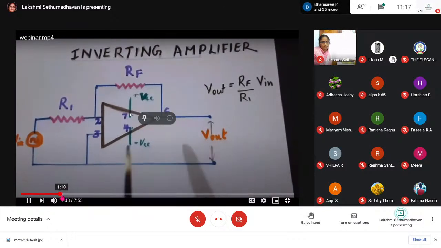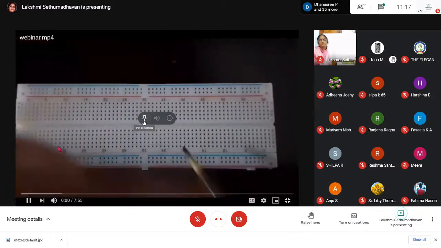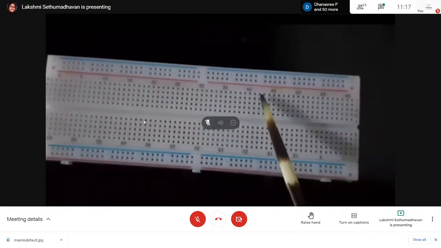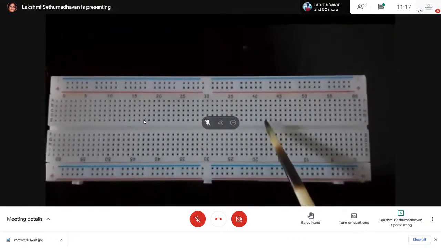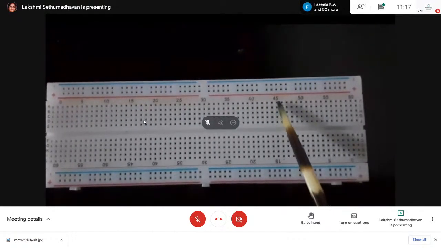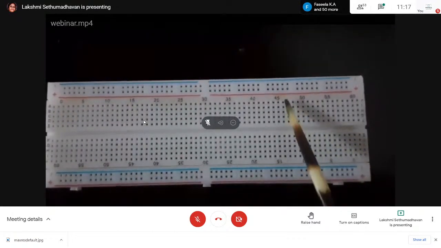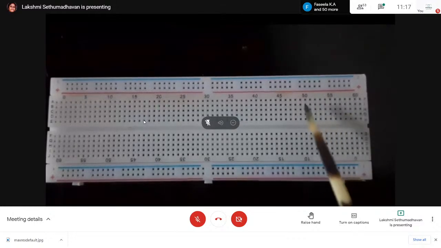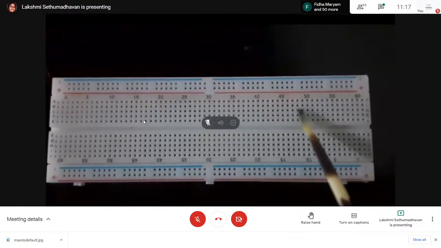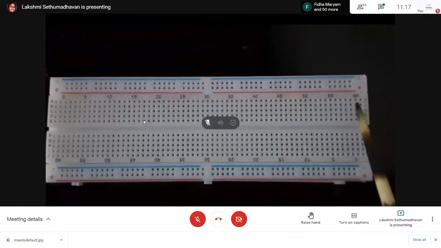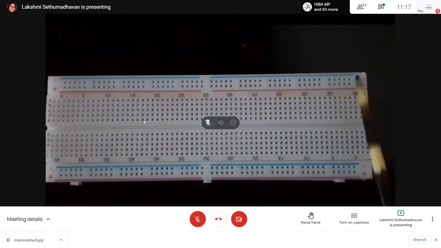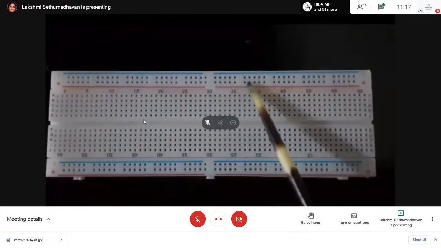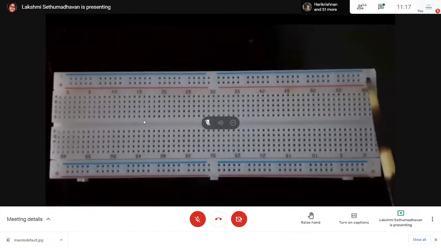Inverting amplifiers. This is the breadboard. All these vertical points, that is, these five holes make one point. The next five holes make another point and so on. So there are altogether 60 points here. And coming to this part, all these horizontal points make one point. These horizontal points make another point.